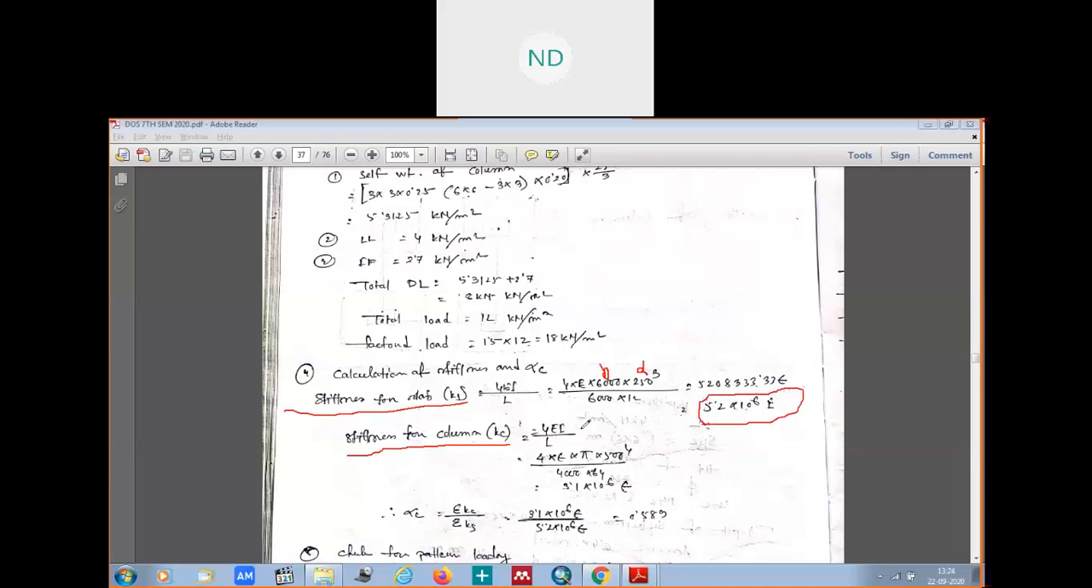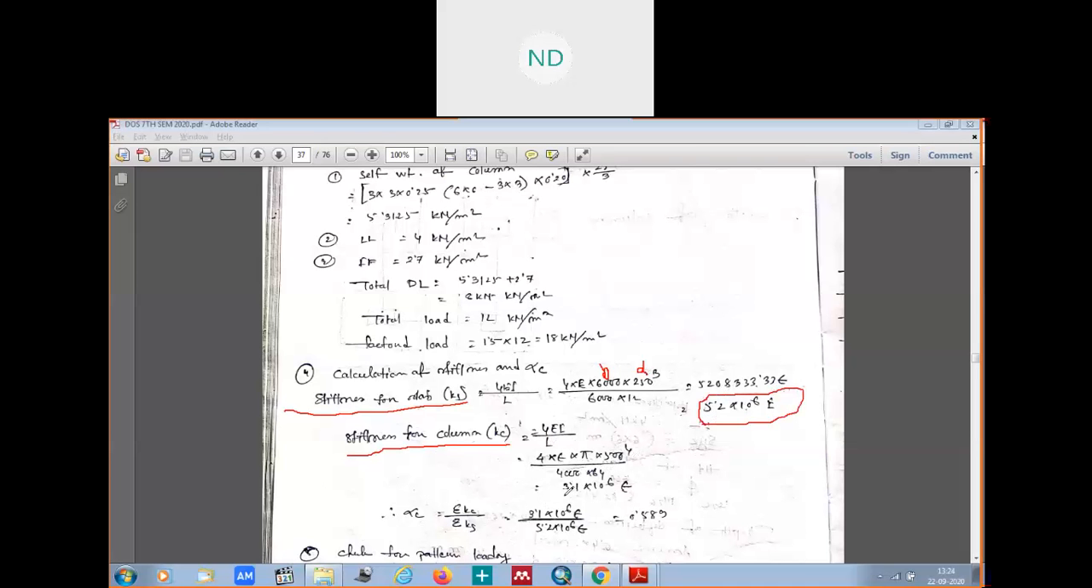Column was a circular column, 500 mm. In the question it was given. So 4EI by L will be how much? L was given to be 4000. The length of the column was given because it was mentioned that the story height is 4 meter. So that means nothing but your column height is this much. Okay, so what is your I? I for the circular column will be pi d to the power 4 by 64. We know that D was our diameter 564.